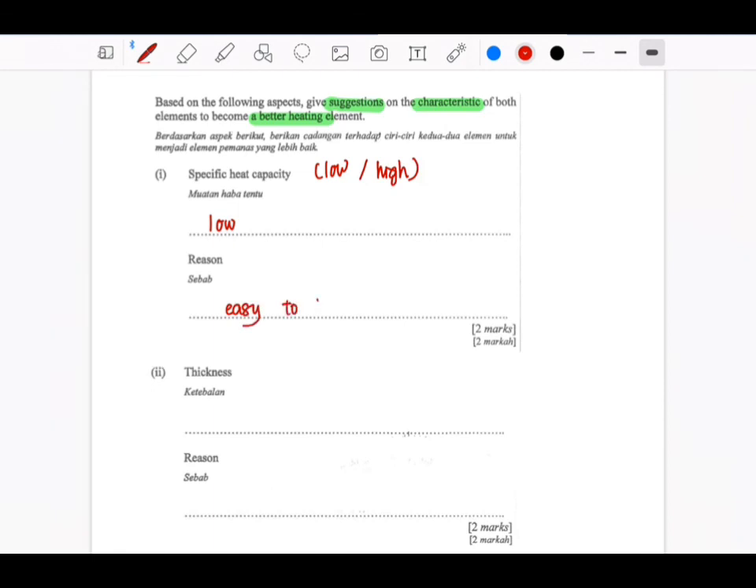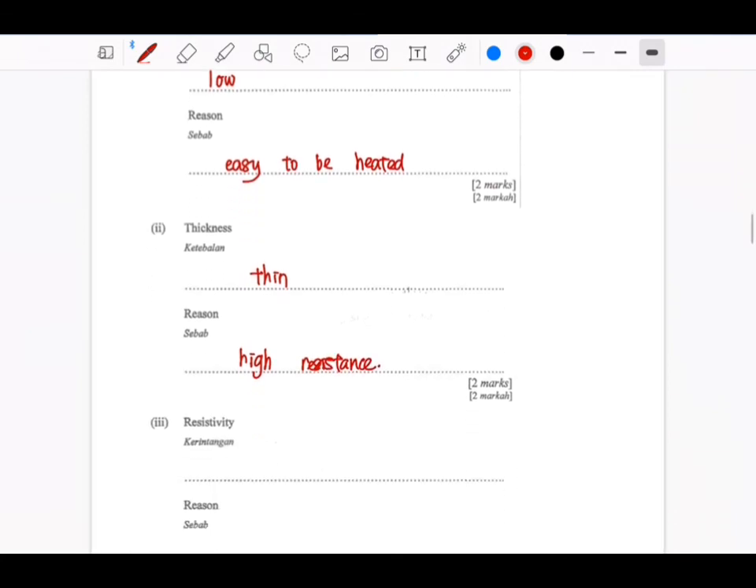Reason, easy to be heated. Okay, part 2, the thickness. The thickness of the heating element must be thin. This is the property of matter. When your thickness decreases, the resistance will be increased. So the temperature will be increased, can be heated up faster. So the thickness decreases, the resistance will be increased.